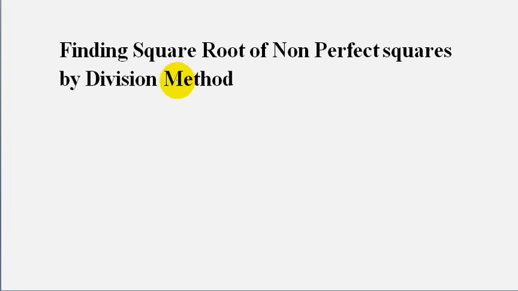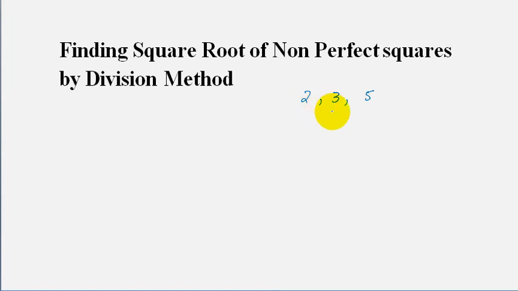In this video lecture, we will learn how to find the square root of a non-perfect square by the division method. Square root of numbers which are not perfect squares. For example, 2 is a number which is not a perfect square. Similarly, 3 is not a perfect square. We cannot write 4 because 4 is a perfect square, which is the square of 2. Similarly, 5 is not a perfect square. So, we will learn how to find the square root of these numbers.